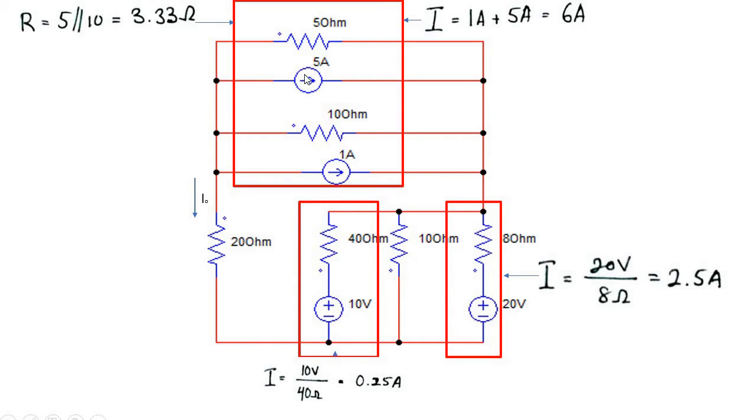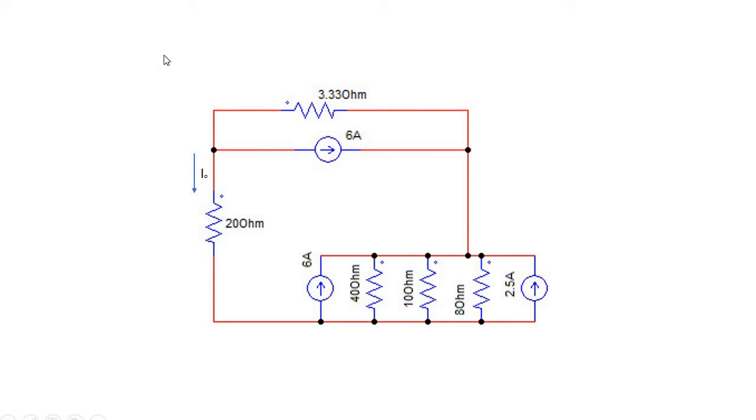Whenever the current sources are in parallel to each other, we can add them up or subtract them. If these two current sources have the same direction, we can just add them up. But if they are in opposite directions to each other, we can subtract them. For this part, we do the same as we did for this part: get the current, parallel these resistors, and do the same to this. This is what we get after calculating the parallel resistors and the parallel current sources. So we get 6 ampere and 3.33 ohm.